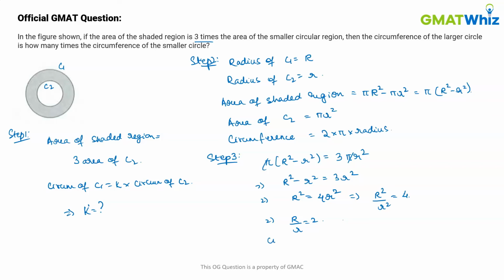Now when we have to find the circumference of circle 1 by circumference of circle 2, this will be equal to 2 times pi times capital R divided by 2 times pi times small r. Now 2 pi gets cancelled and we are left with capital R by small r, which is equal to 2. Thus the correct answer is option C.